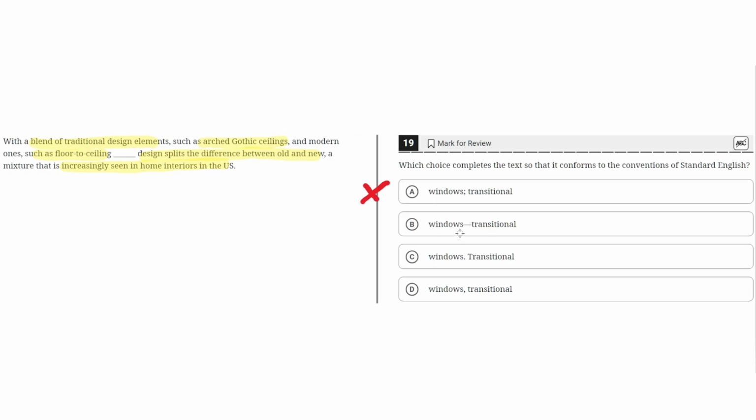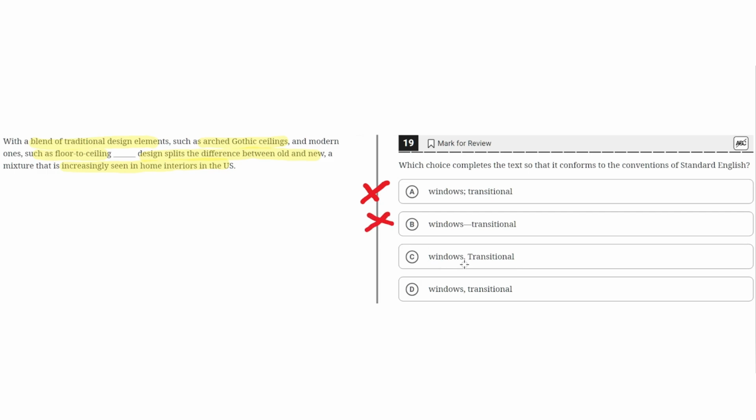B. Windows, dash, transitional. This is incorrect, because a dash is typically used at the end of a sentence to highlight some extra information, or it is often paired with another dash to highlight an extra phrase that is unnecessary to the meaning of the sentence. But in this case, as there is no other paired dash, and this blank is not located at the end of the sentence, this dash is not viable. So B can be eliminated as well.